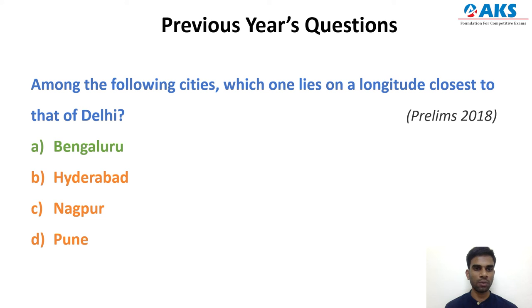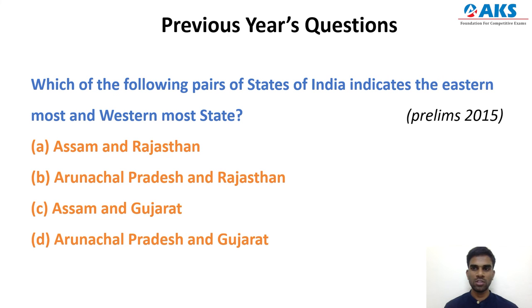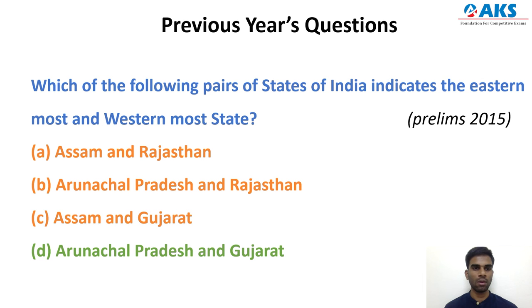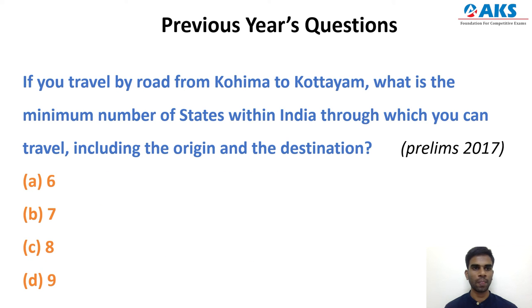The answer is Bangalore. This is a question asked in 2015. Which of the following pairs of states of India indicates the easternmost and westernmost state? This is an easy question. We all know that it's Arunachal Pradesh and Gujarat. The easternmost and the westernmost states are Arunachal Pradesh and Gujarat. So the answer is D.